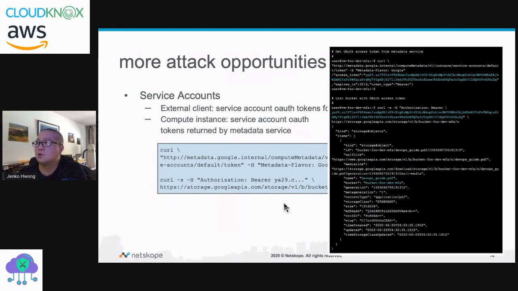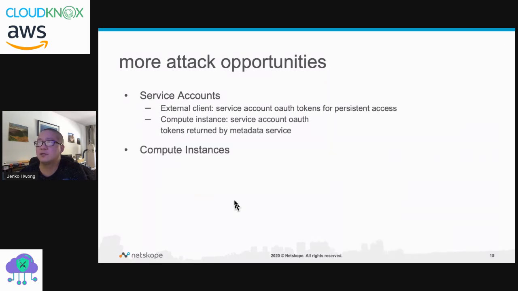So I don't even have to worry about caches, etc. I can always access the service account OAuth token if I have compromised the compute instance. And this is really common, right? Compute instances are targets. Once you have access, this is one of the first things that we should look at as attackers and worry about as defenders.